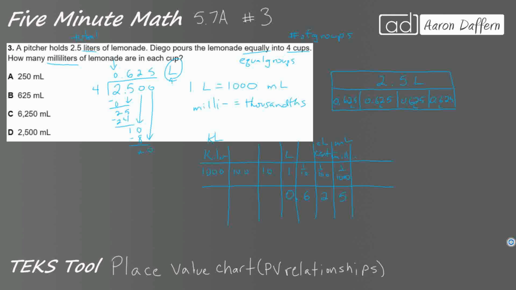How would I do that? Well, I want my ones place to be in the milliliters. And so what I could do is multiply by 1,000, since there's 1,000 milliliters in a liter. That ends up moving the decimal place over 1, 2, 3 times. Moves it over 3 times. And now what do I have? Well, I've got 625 milliliters, and that is our answer, B.